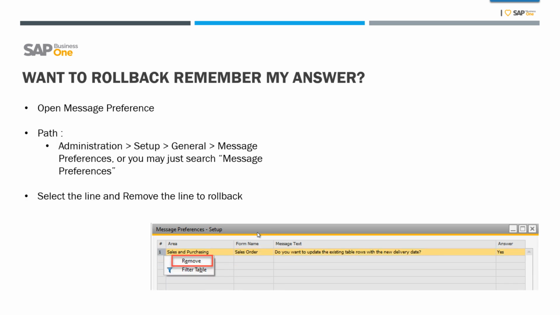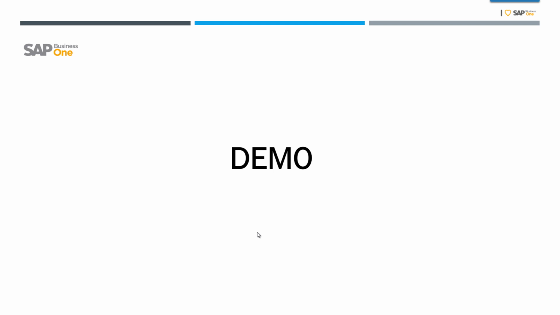You may also want to roll back your answer and have the pop-up message appear on the screen again. Then you need to go to the Message Preference and remove the respective entry from the Message Preference Setup. So let's see the demo in SAP Business One.